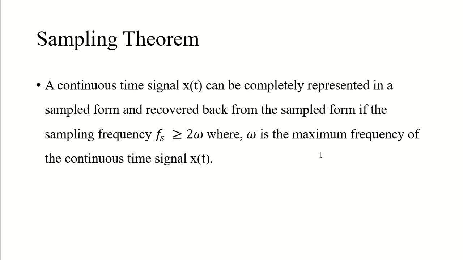Now, when we combine both of these statements, what will we get? We will get this statement, which sounds like this and looks like this on your screens. A continuous time signal x of t can be completely represented in a sample form and recovered back from its sampled form if the sampling frequency fs is greater than or equal to 2 omega, where omega is the maximum frequency of the continuous time signal x of t. Now I'm sure you are clear with the sampling theorem.